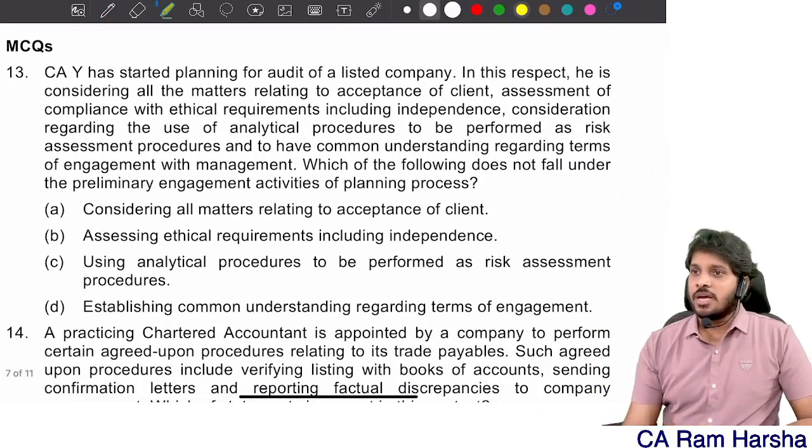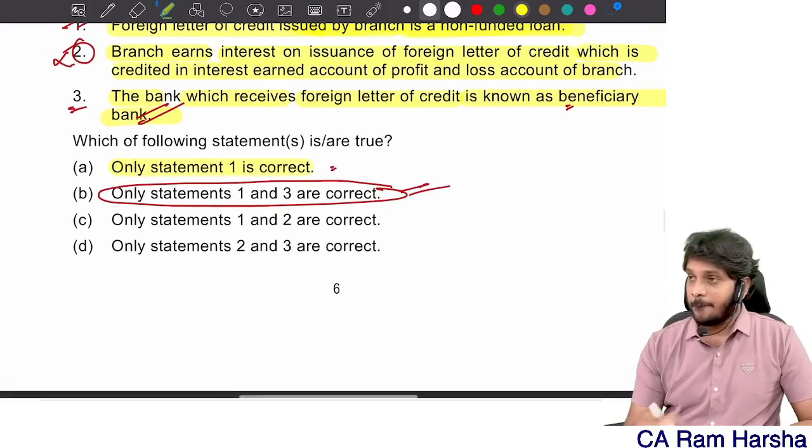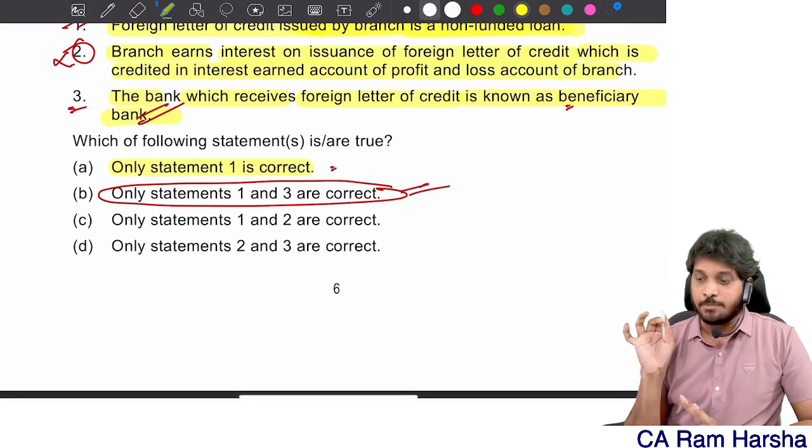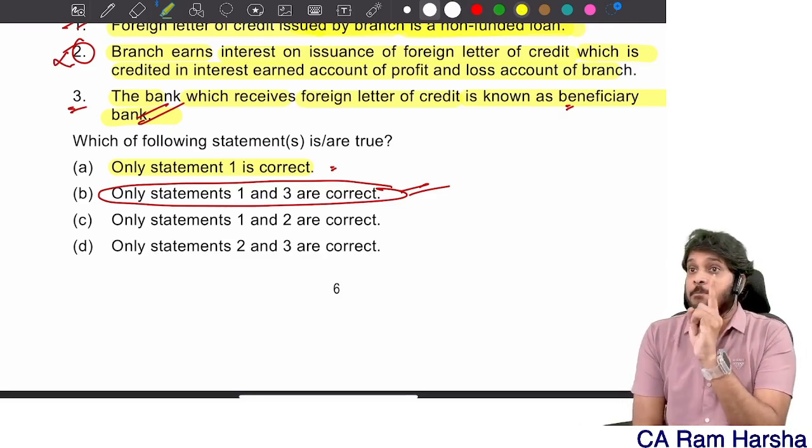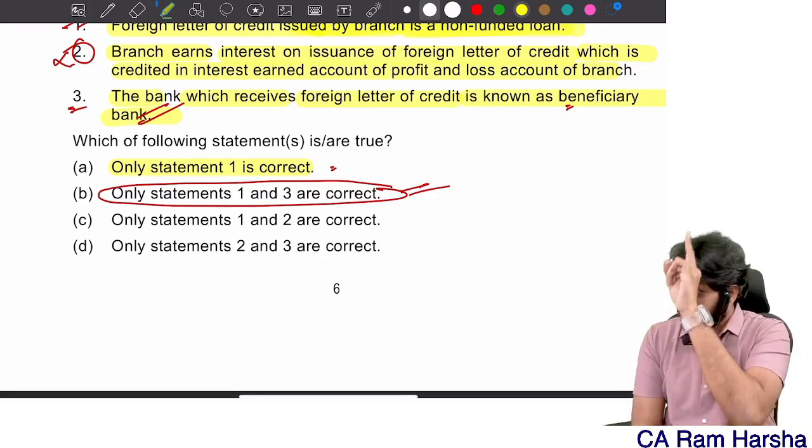MCQs. Understood? Here, what answer they might have given is A, which is actually wrong. 1 and 3 both are correct. The foreign bank which is receiving letter of credit is called as beneficiary bank. That statement is true.